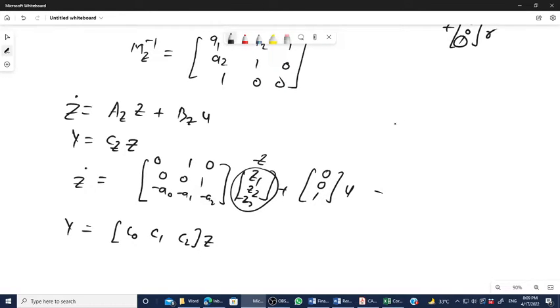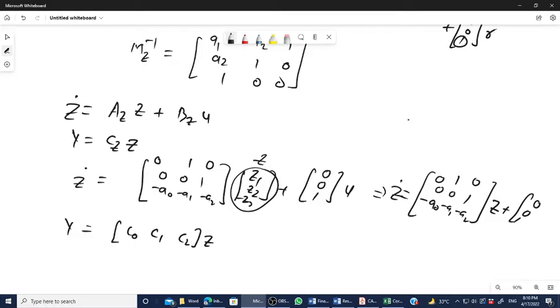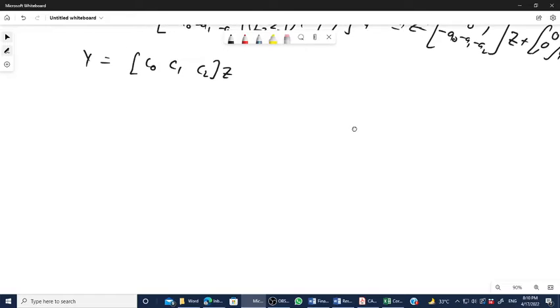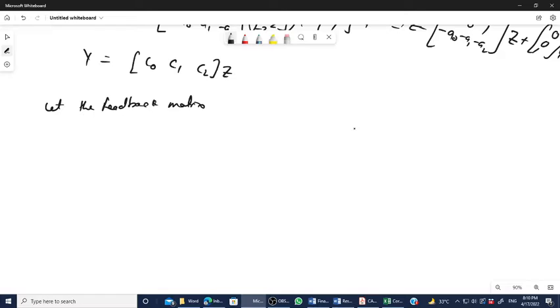So you can also write z dot is equal to 0 1 0, 0 0 1, minus a0, minus a1, minus a2, into z, plus 0 0 1 into u. So both are the same. Let the feedback gain matrix be Kz. Since it's a third order system, we have to consider K0, K1, K2.